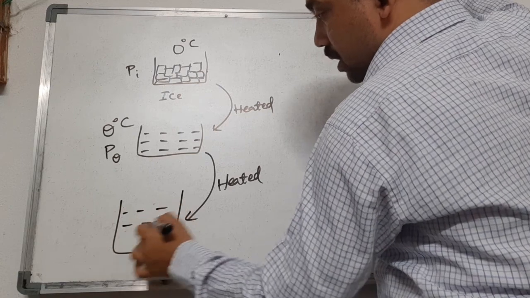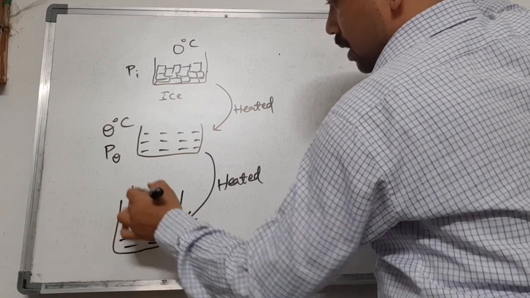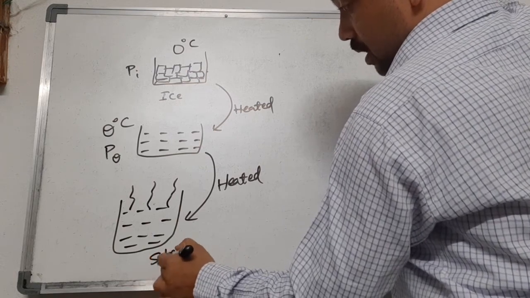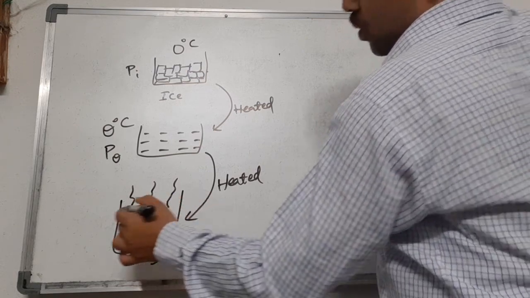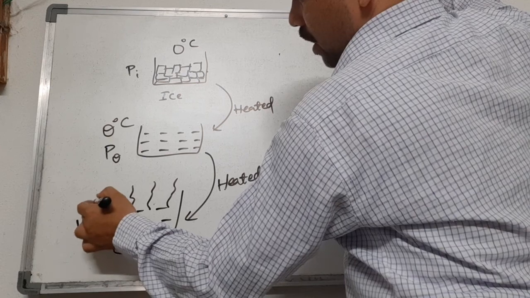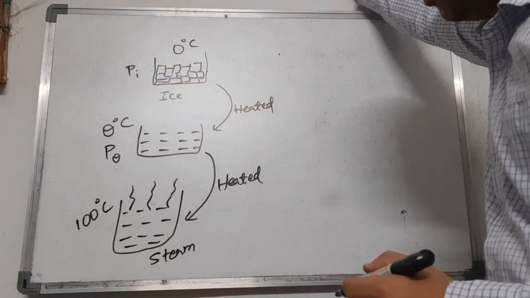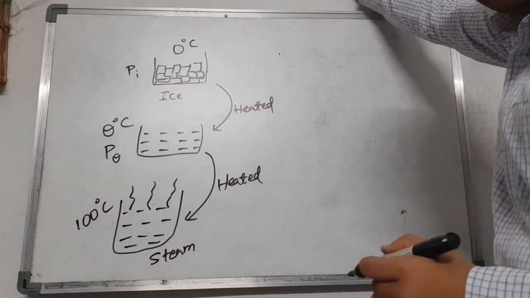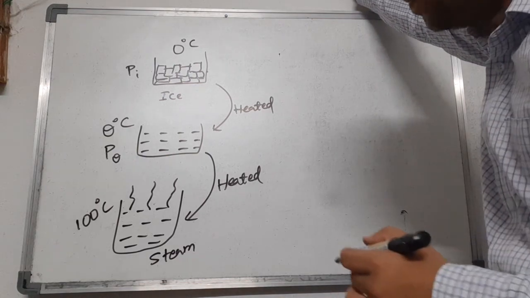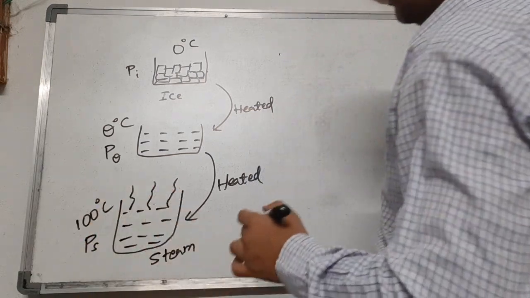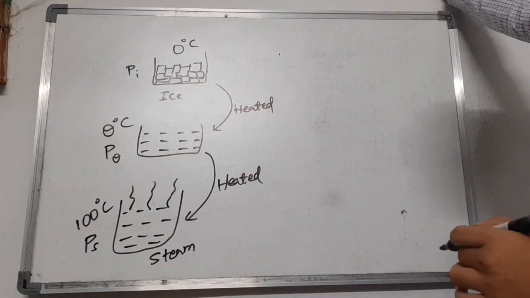Now it is boiling. It is converting to steam. When it is converting to steam, definitely it will have latent heat of vaporization, so the temperature does not rise. The temperature remains constant during the state of conversion. So here the final pressure is PS.